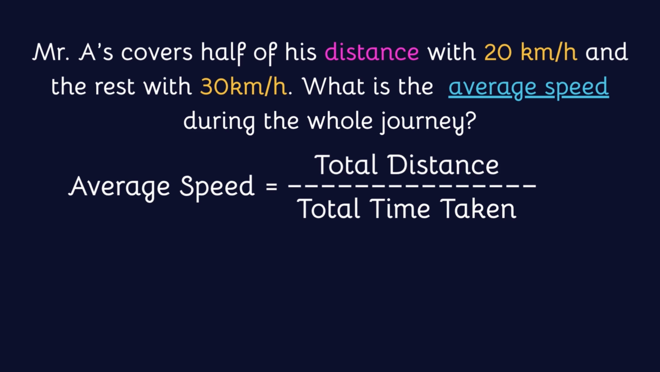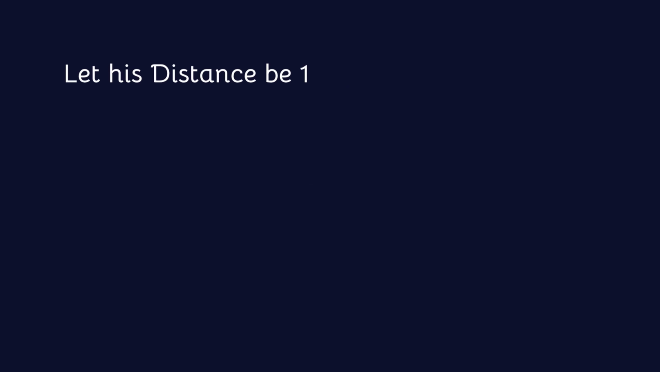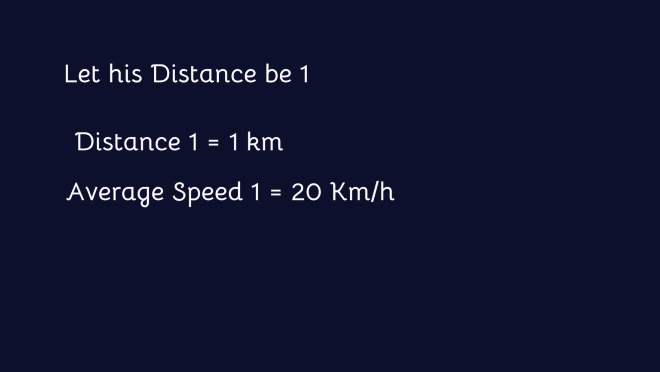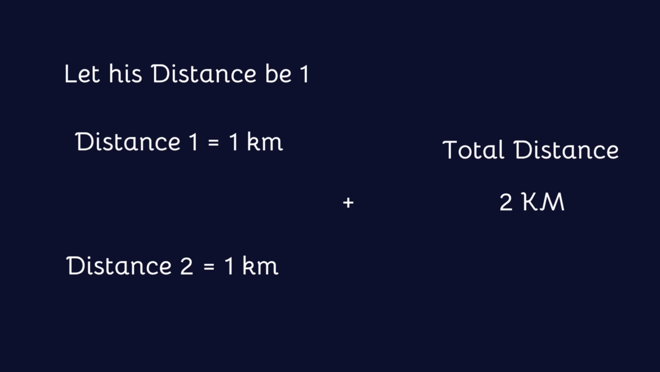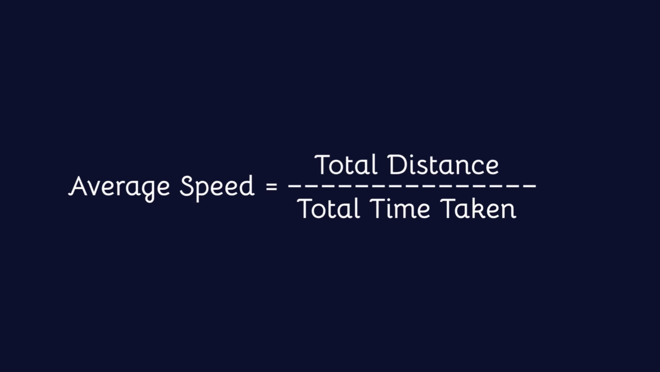If you look at this question, the distance is not given. If the distance is not given, we can just assume the distance to be 1. The reason I choose 1 is for ease of calculation. So I can write distance 1 equals 1 km with an average speed of 20 km per hour and distance 2 equals 1 km with an average speed of 30 km per hour. So if I add the distances, I will get a total distance of 2 km. Now we need to find the total time taken.